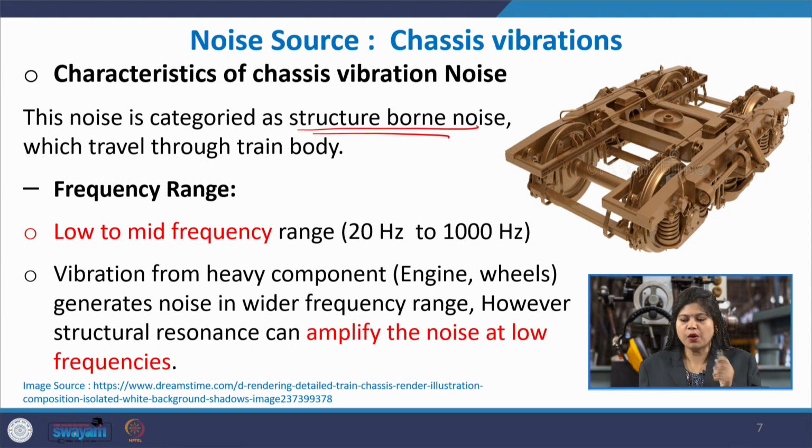It travels throughout the train body, and as already discussed in the previous module when we were discussing the differences between an airborne noise and a structure borne noise, typically the structure borne noise has more low frequency content, whereas airborne noise can be low to high, covering all audible frequency ranges.